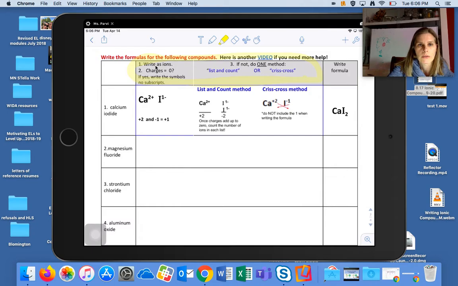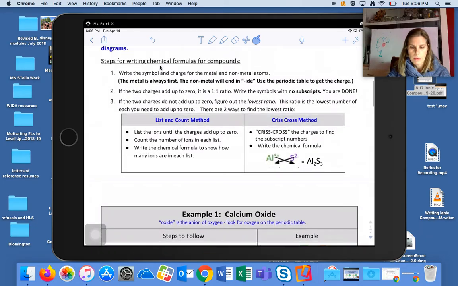That means we need to write the symbol and the charge. Magnesium, do you remember the symbol for magnesium? What is it? It is Mg. Do you remember the symbol for fluoride or fluorine? That is F. Okay, let's use our periodic table.